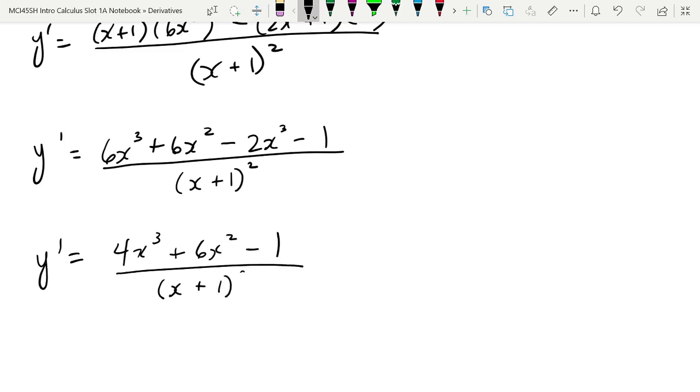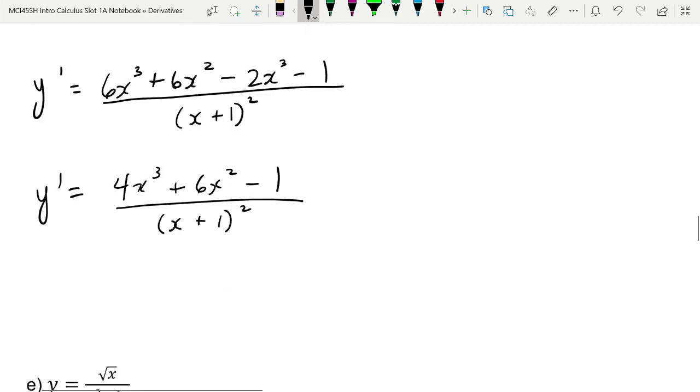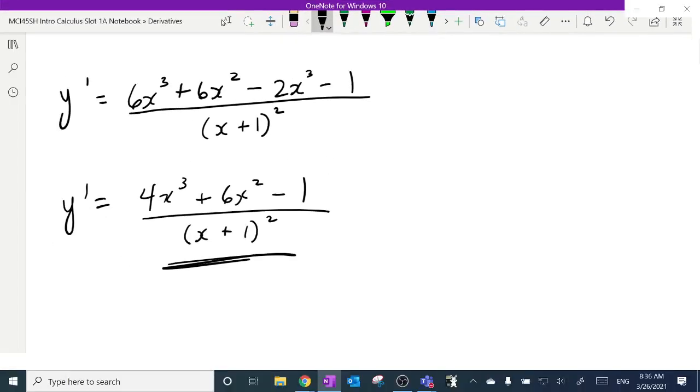And boy, that numerator almost looks like a trinomial I could factor, but no, not quite. I don't think I can factor anything there. That's about as simple as I think I can make that one. Okay, and once again, quick check on Desmos.